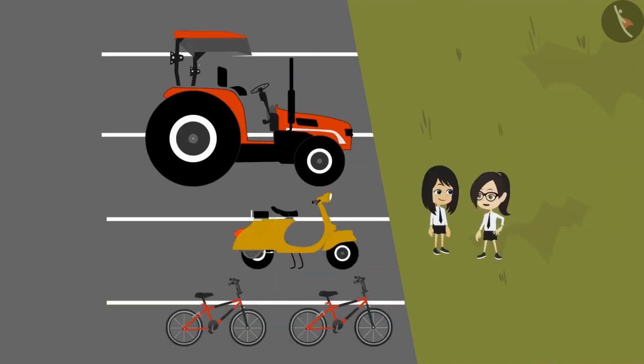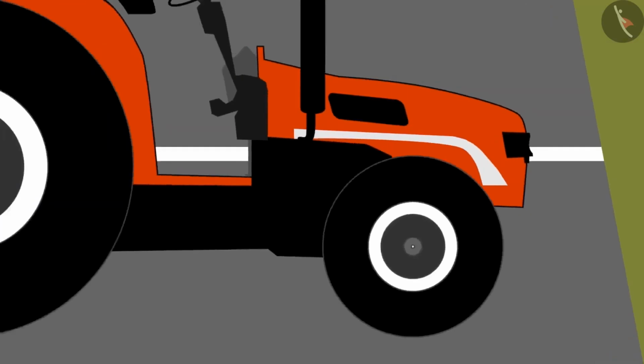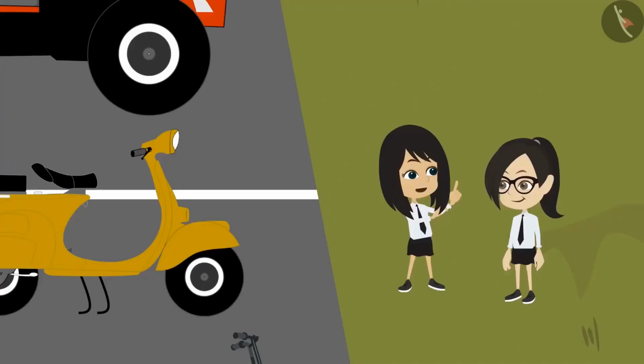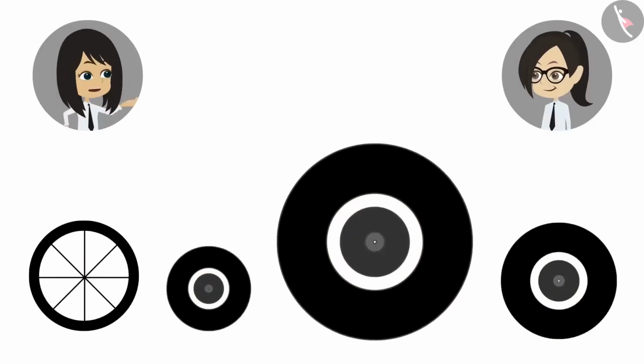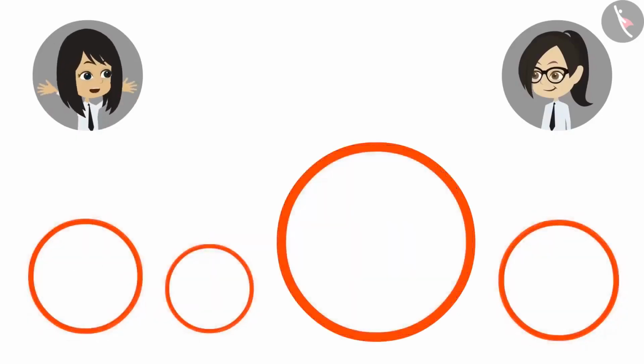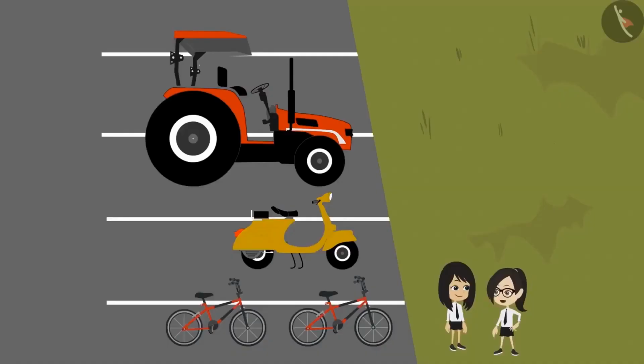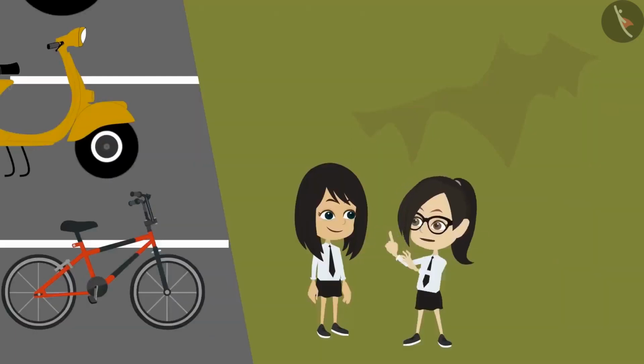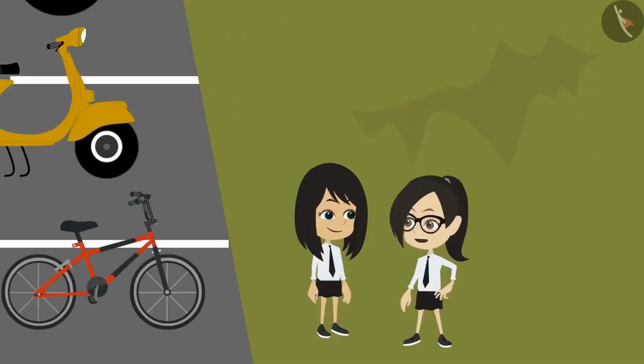Yes, but the tractor also has two types of tires. And the front tire is smaller than the tire at the rear. You noticed one thing? We saw four different sizes of tires, but all are in the shape of a circle. Yes, you are right, Neha. All are circular. But how will we know how big or small they are from each other?